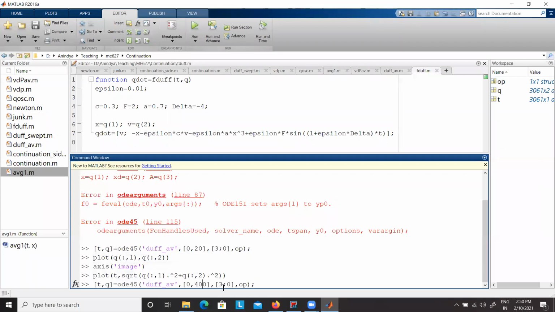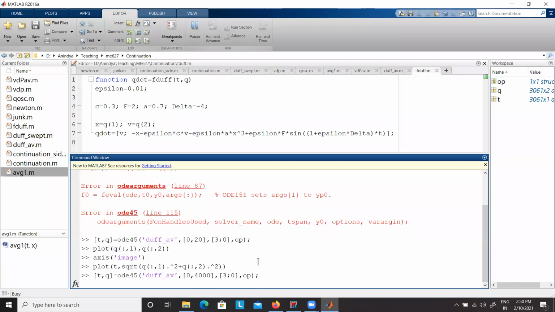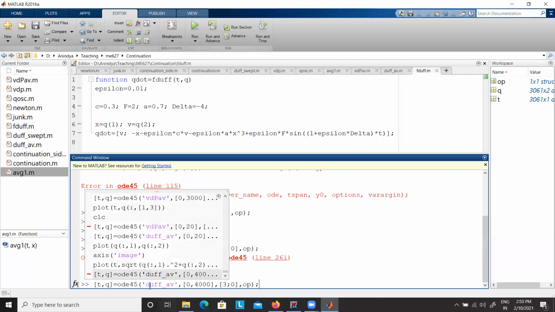What is the initial condition that I should use? I'll just use an amplitude of 3. Is that okay? Then we'll see the solution. I don't want that. I want f duff.